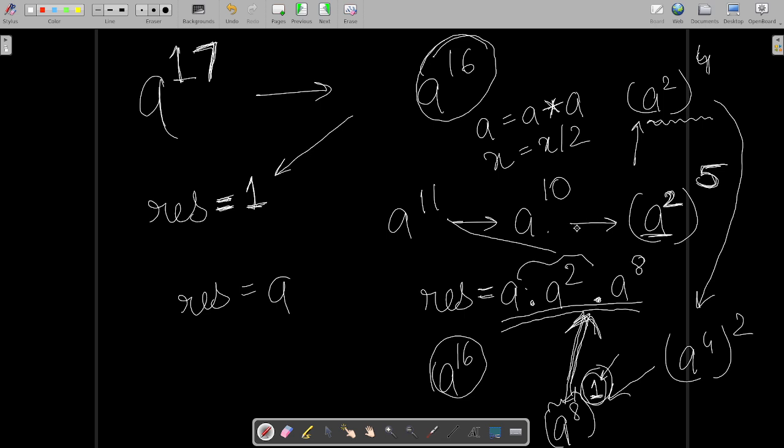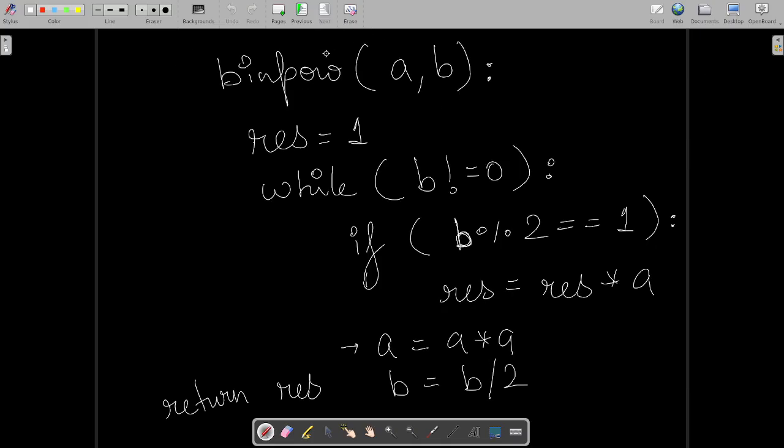How is it a check condition? Every time it's odd, you cannot do a by 2, because you will be losing something. So you add a part of it in the answer, right? So this is actually bin pow. It's pretty simple, right? And it just takes logarithm of b time, right? At the same time, it's very powerful.